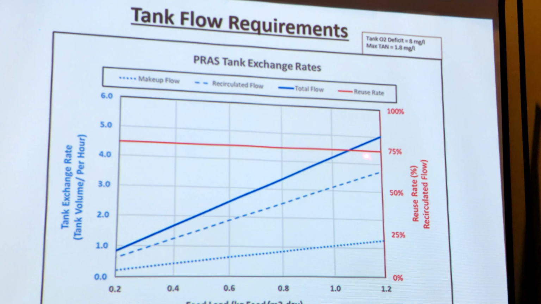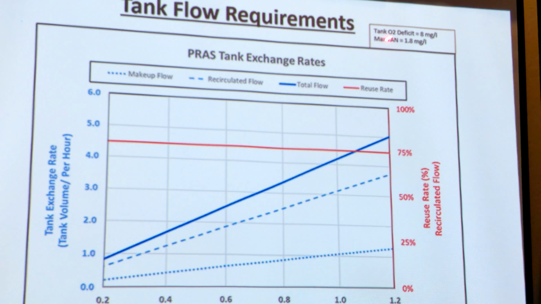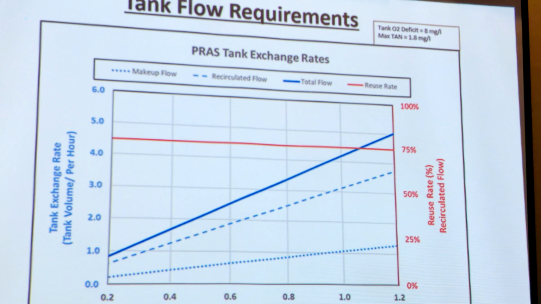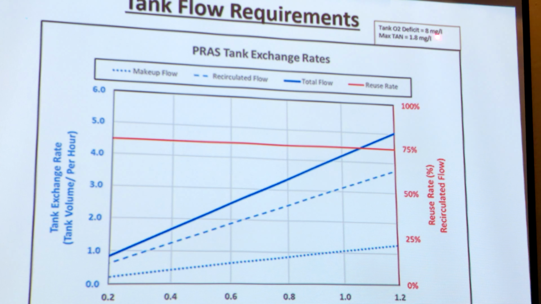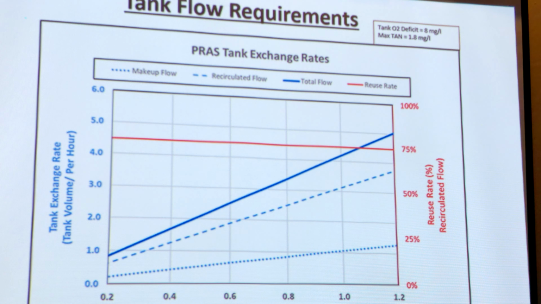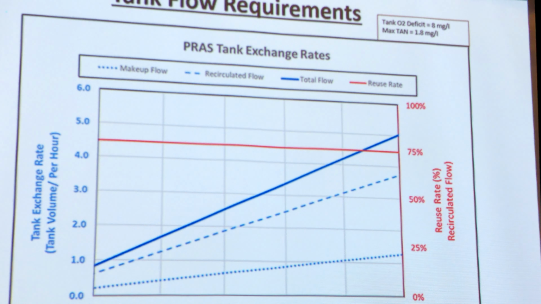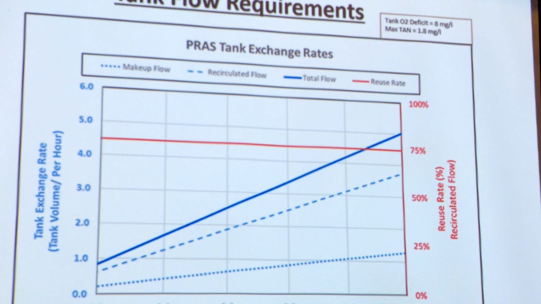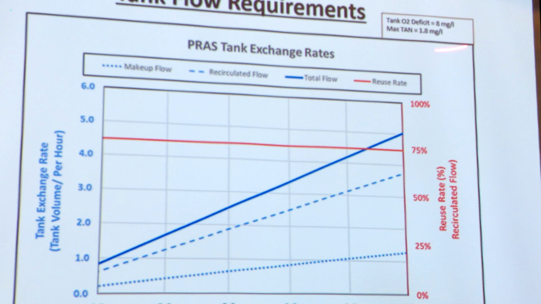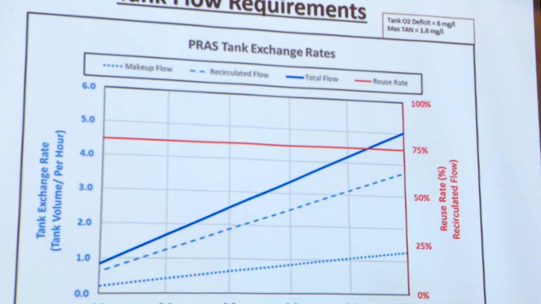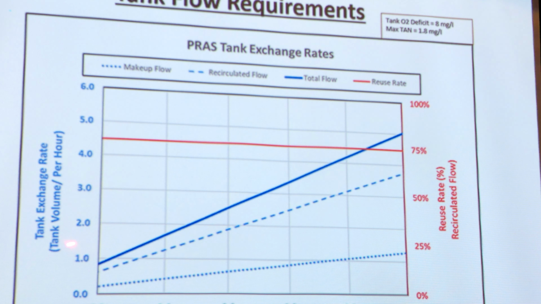The recirculation rate here is based strictly on the mass balance for oxygen, and it's related to a deficit across the tank of about 8 milligrams per liter. So that means if you're maintaining, let's say, 8 milligrams per liter in your tank, then your inlet needs to be about 16 milligrams per liter. And this is the relationship between turnover rates and feed loads based on those inputs there. So you'll see that turnover rates, this is in tank exchanges per hour.